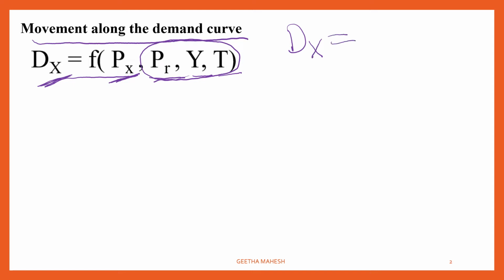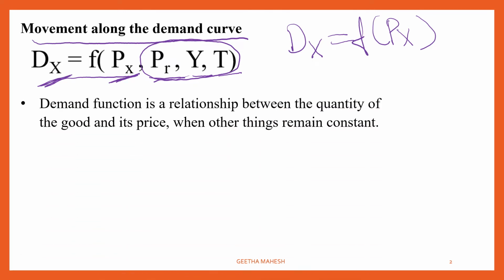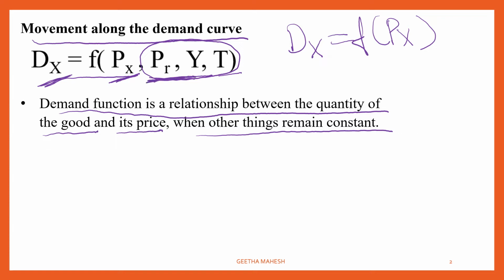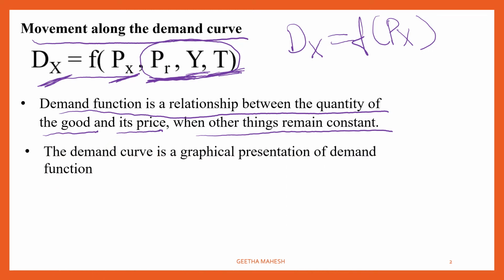Demand function can be expressed as: demand for X good is a function of price of X good. So there will be a functional relationship between price of a good and demand for that particular good. As I told, demand function is a relationship between quantity of the good and its price when other things remain constant. Here price of related good, income of the consumer and taste and preference of the consumer are kept constant. If price changes, demand for that particular product also changes.